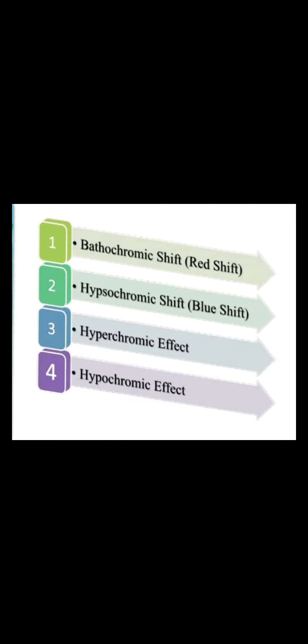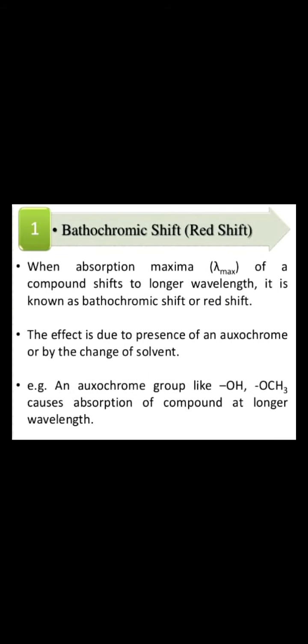The first intensity shift is the bathochromic shift or red shift. In a bathochromic shift, the absorption maxima, lambda maximum, of a compound shifts to a longer wavelength. It is known as a bathochromic shift or red shift. So, bathochromic shift means higher wavelength. The effect is due to the presence of an auxochrome or by the change in solvent.